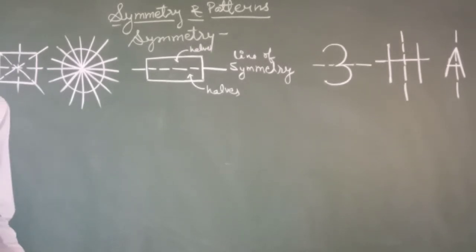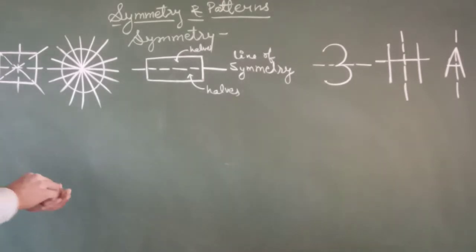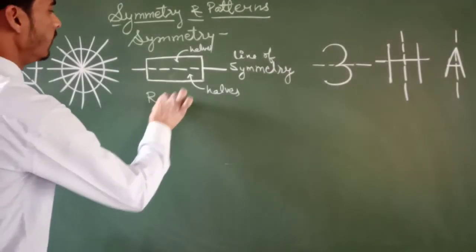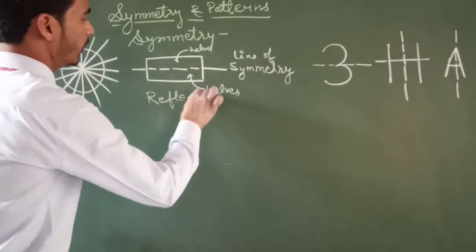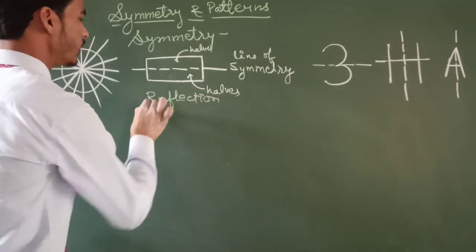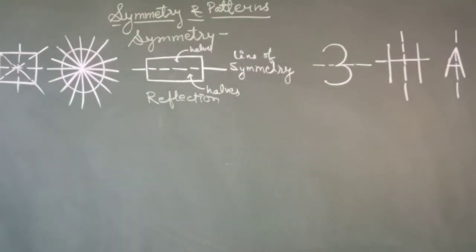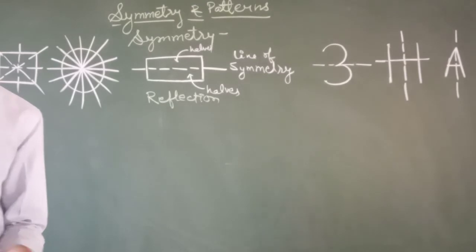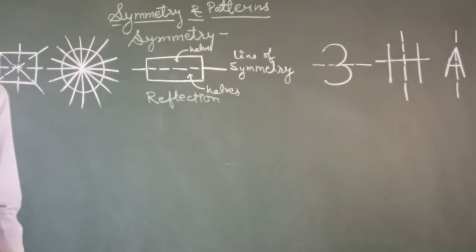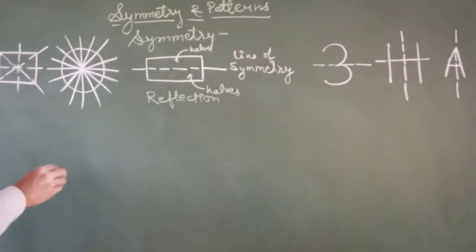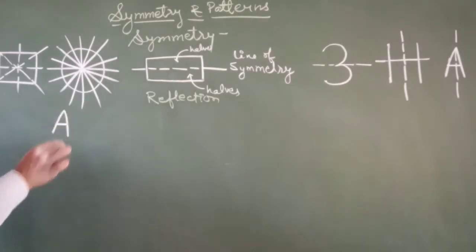Okay, and now our next topic is reflection. What is reflection? When you place an object in front of a mirror, you see its reflection in the mirror, and the reflection of the object is called a mirror image. And you can also flip an object to get its mirror image. And look at the reflection of the letters A and B.